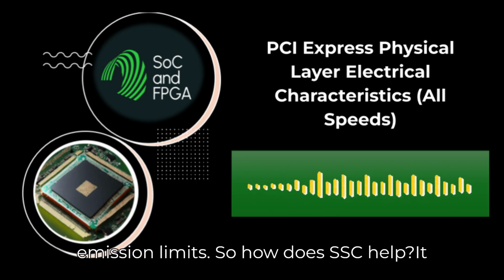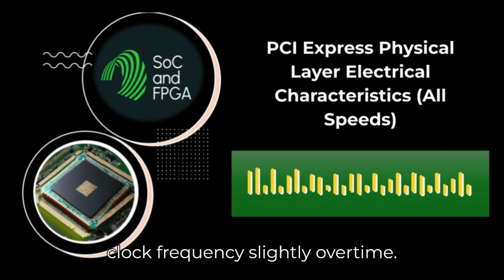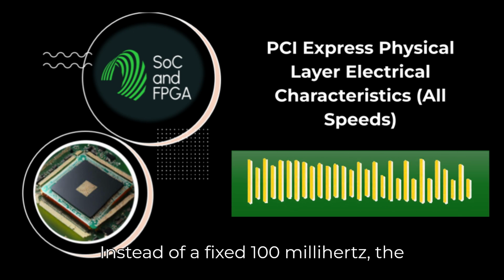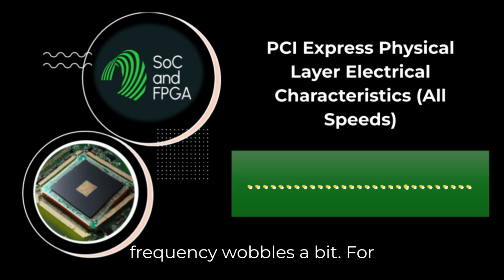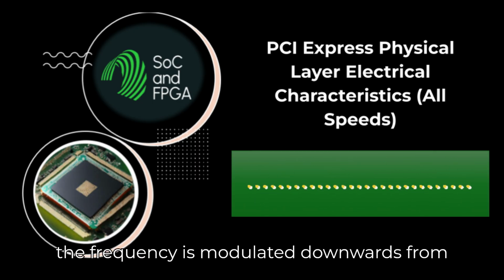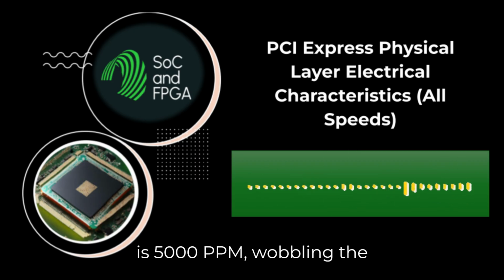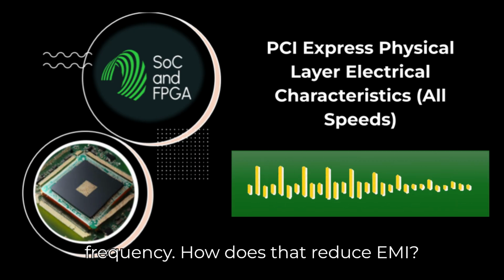So how does SSC help? It intentionally modulates or dithers the clock frequency slightly over time. Instead of a fixed 100 megahertz, the frequency wobbles a bit. For PCIe, it's typically downspread, meaning the frequency is modulated downwards from 100 megahertz by up to 0.5%, which is 5,000 ppm. Wobbling the frequency. How does that reduce EMI?